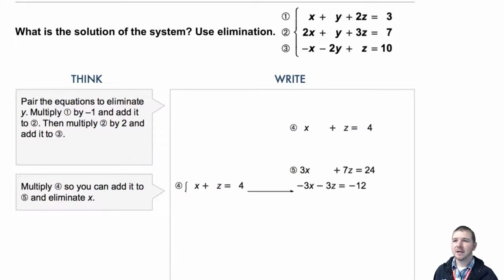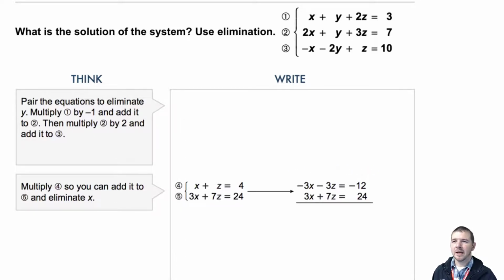That leads us to the equation -3x minus 3z equals -12. Equation 5 right below, 3x plus 7z equals 24. Adding those two equations eliminates x's. And now we have an equation with just z, that's 4z equals 12, so z equals 3.